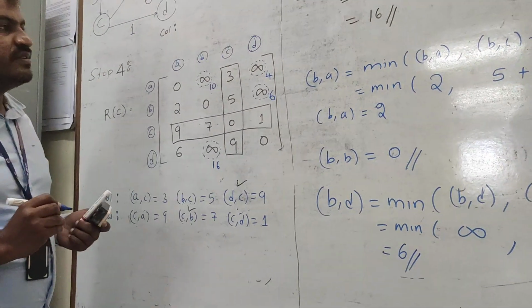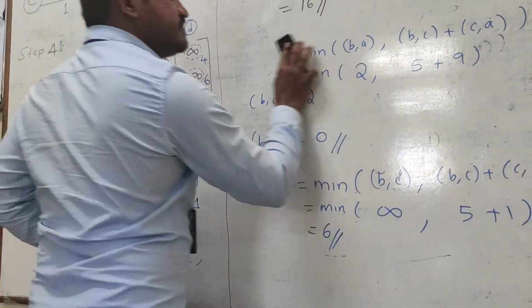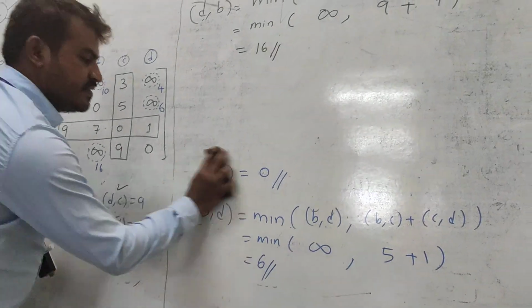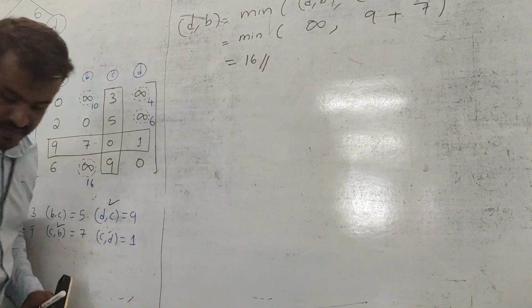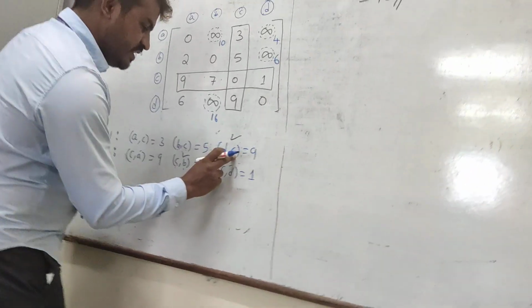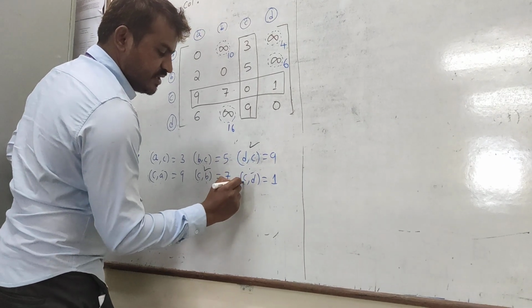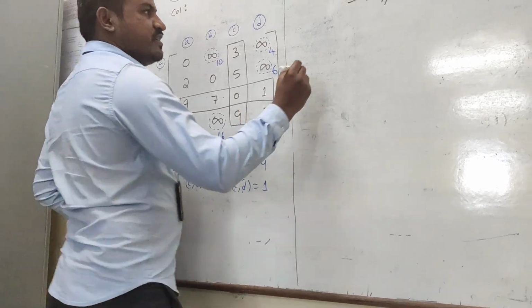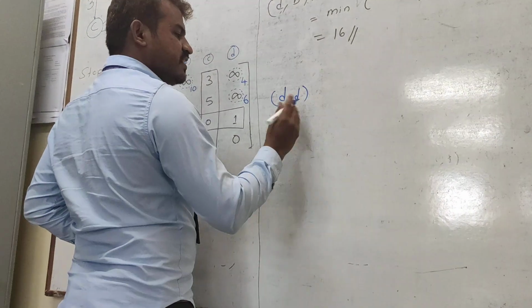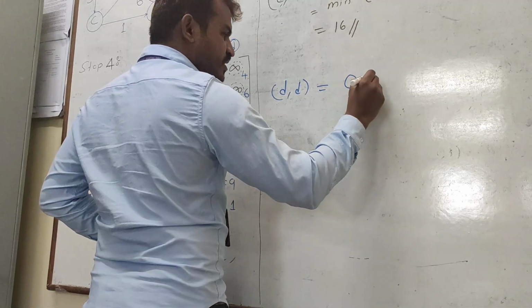We got it. Now next combination. Make the next combination. The next combination is D to C, C to D. See, D to C, C to D, consider to be D to D. D to D, or A to A or C to C, will come the same. No need to calculate. That answer will be 0 only.